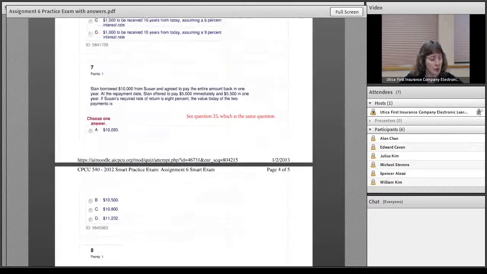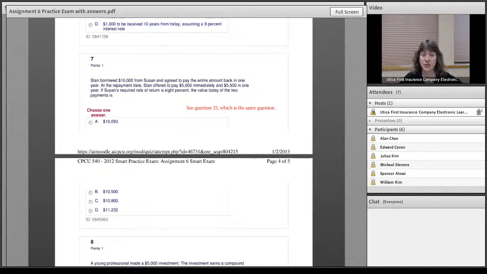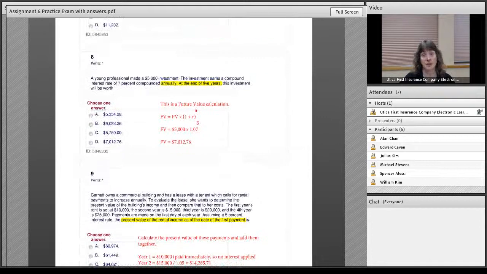I'm going to skip question 7 because question 7 and question 25 are the same, only 25 is much better written. It is a tricky question, but we're going to hit that at the end. Okay, assignment, question 8. A young professional made a $5,000 investment. The investment earns a compound interest of 7% annually. At the end of 5 years, the investment is worth how much?